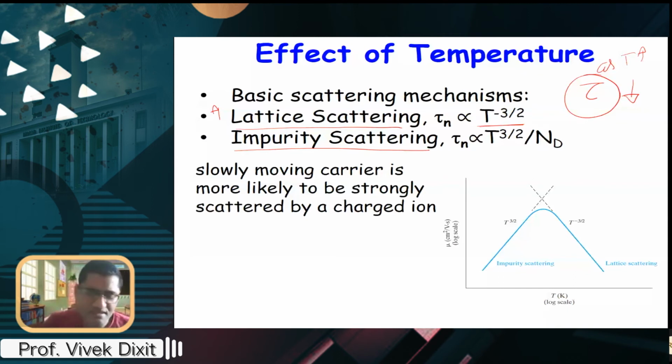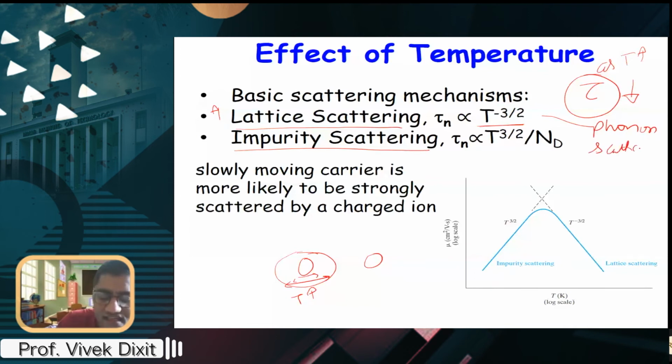And that is fairly simple to understand because these atoms are vibrating in their position. If temperature increases, the magnitude of vibration will increase, and now there is a greater probability of the electron being affected by these atomic vibrations, right? This is also called phonon scattering. So lattice scattering and phonon scattering are basically the same. This is due to lattice atoms, and this collective vibration of lattice atoms is called a phonon. So it's also called phonon scattering.